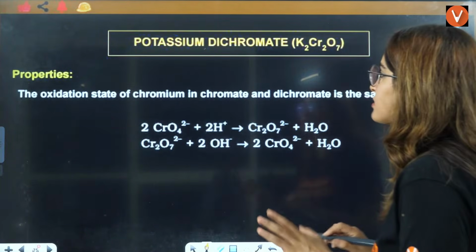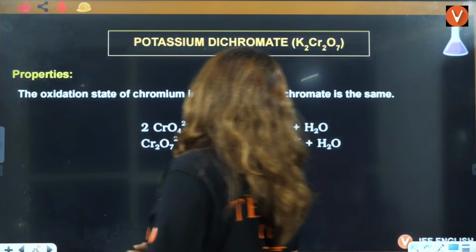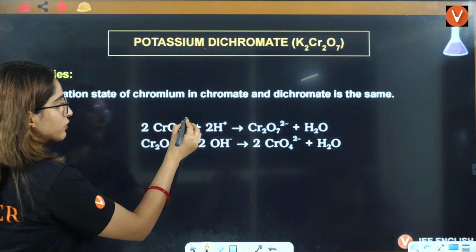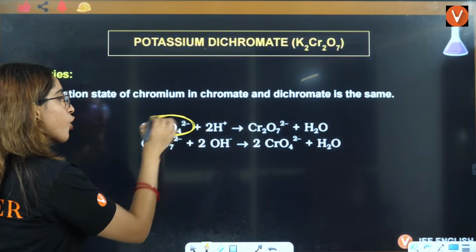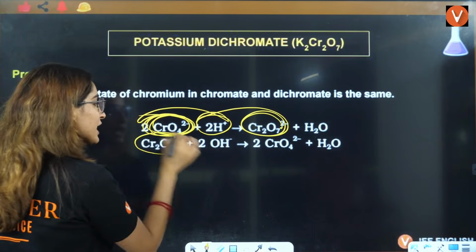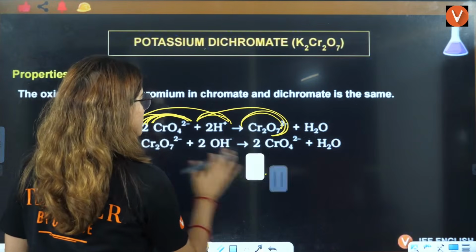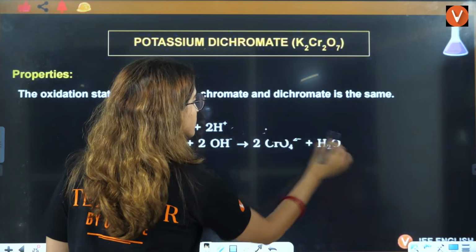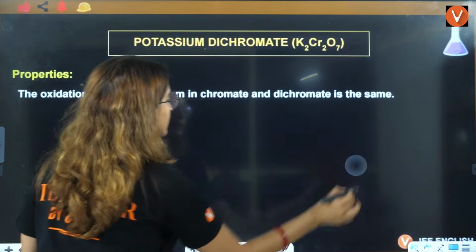This we have already discussed. The oxidation state of chromium in chromate and dichromate is the same, right? This is a very important point that we have discussed: chromate in acidic conditions will be converted to dichromate, and dichromate in basic conditions will be converted to chromate, right? I think there is no need to write it again and again because it is already done. So let's discuss this part here, right?